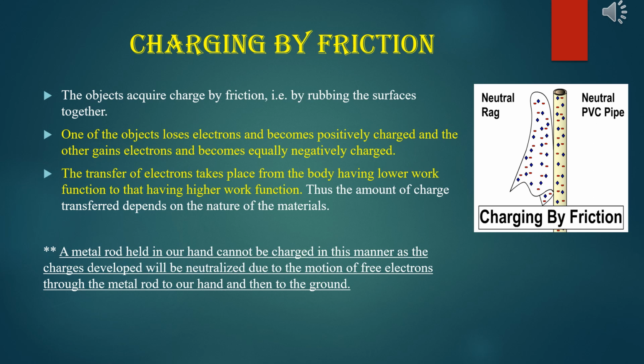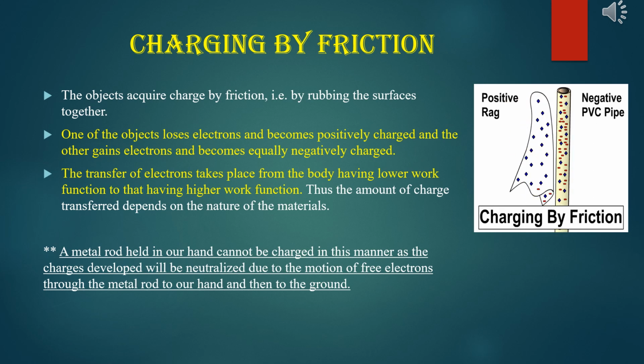So whenever we charge by friction, what happens? Out of the two, one will become positively charged, the other one negatively charged by the same amount. So both of them will acquire equal and opposite charges. Now here you can see the third point which I have highlighted here. The transfer of electrons takes place from the body having lower work function to that having higher work function.